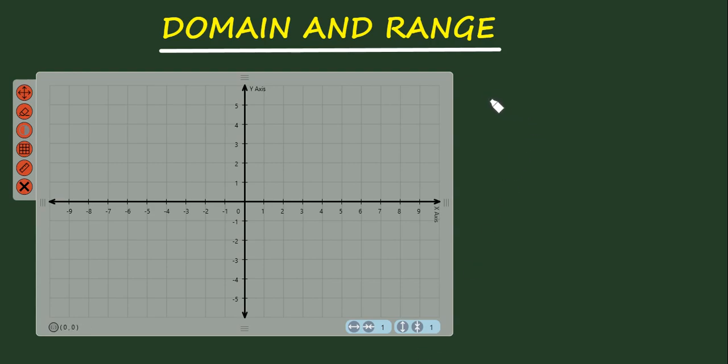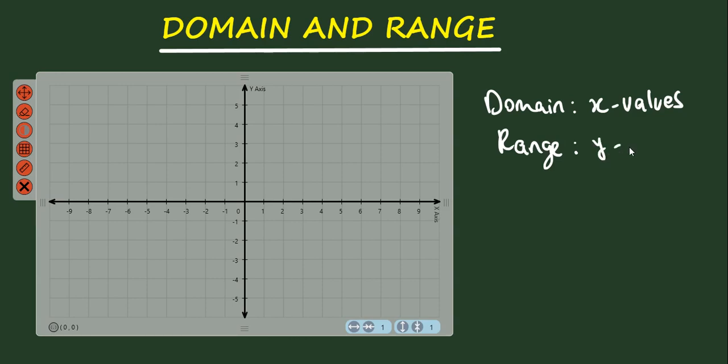Simply put, domain is a collection of all x values. Mind you, I'm saying collection, while range is a collection of all y values. Okay, so in many different graphs, you can tell which one is the domain and which one is the range by looking at the x values and the y values.